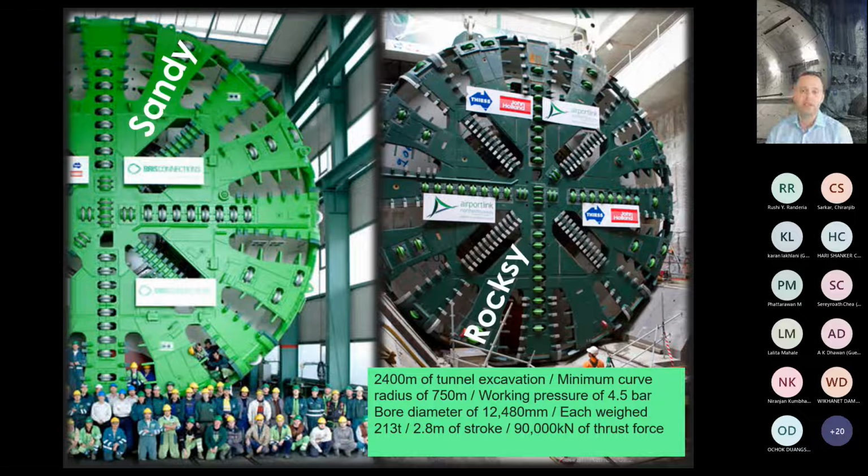The cutter head tools consisted of disc cutters for the hard rock portion of the drive, and scrapers and buckets to deal with the soft ground. The TBMs had 38 main truss cylinders, 19 rams in total, with 2.8 meters of stroke and 90 meganewtons of thrust force.